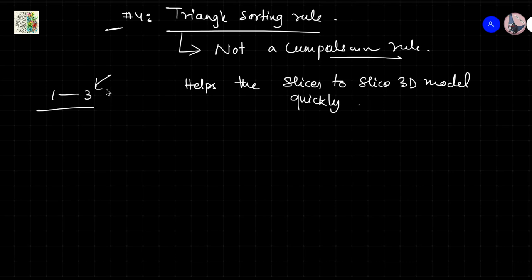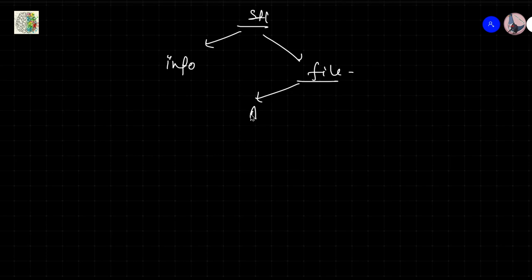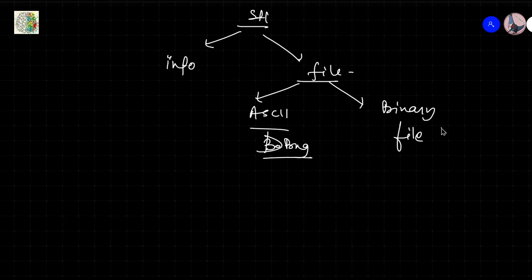And if you want to debug, then ASCII codes are the best option. Understood? So you had your STL file, some info. Now this file can be ASCII or it can be binary. In ASCII, debugging was easy, and in binary, file size was small. So that's why we always try to go for binary.